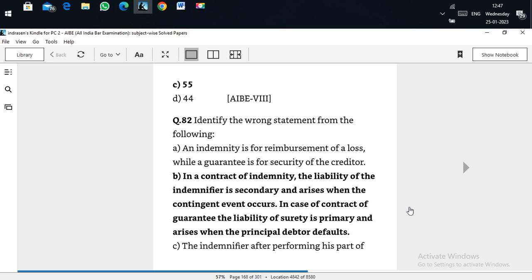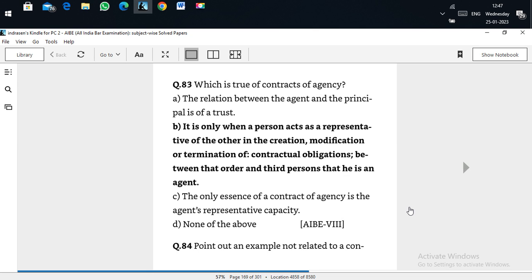Section 55. Identify the wrong statement from the following. An indemnity is for the reimbursement of the loss. In a contract of indemnity, the liability of the indemnifier is secondary and arises when the contingent event occurs. In a contract of guarantee, the liability of the surety is primary and arises when the principal debtor defaults. B is the right answer.